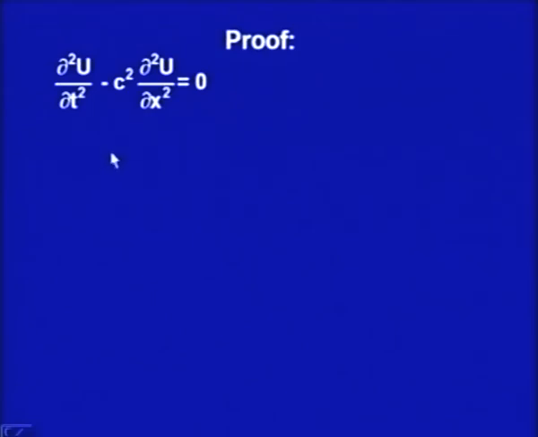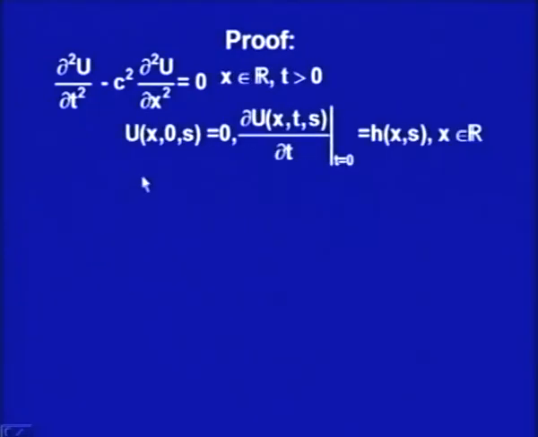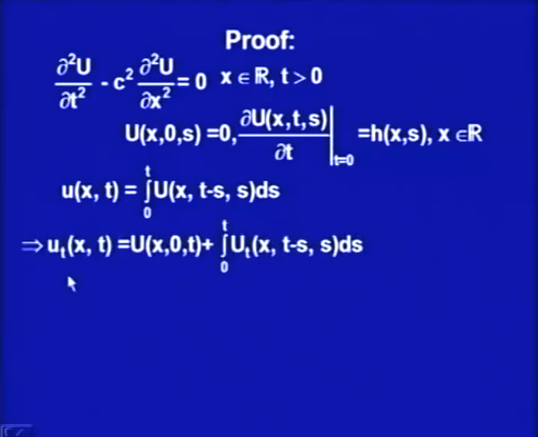We are saying that capital U is the solution of this problem, and u(x, t) we are saying is this one. Now, let us see whether this satisfies our non-homogeneous equation or not. So, first find its derivative with respect to t.